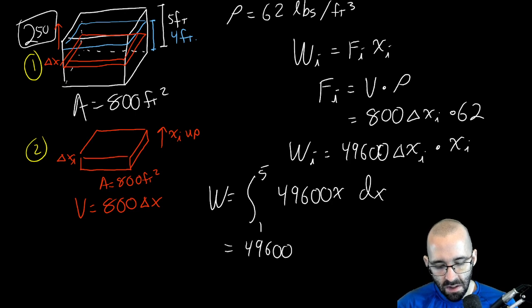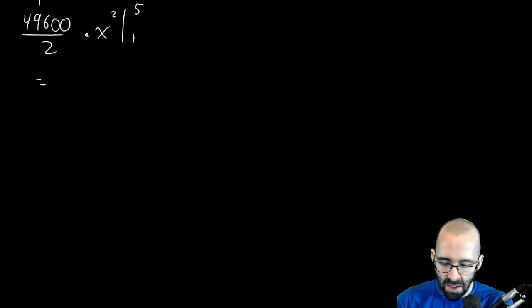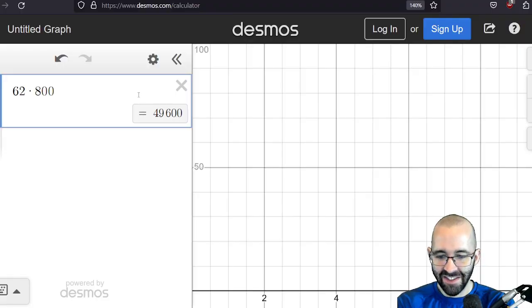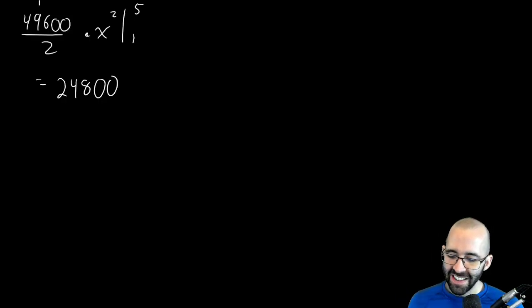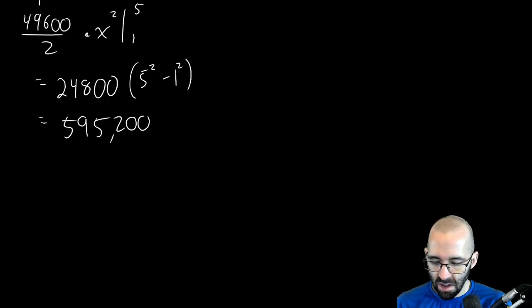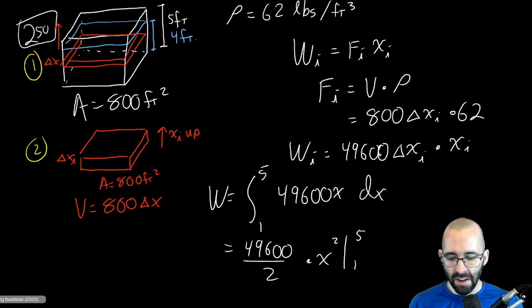There's just 49,600 times x squared over 2 from 1 to 5. Let's not mess around. 49,600 divided by 2 is 24,800. Great. And then 5 squared minus 1 squared becomes 24. So what is this times 24? 595,200. And this is in foot-pounds for the work. That much work to get all that water out of this pool.